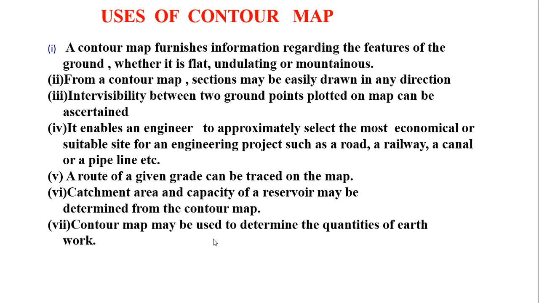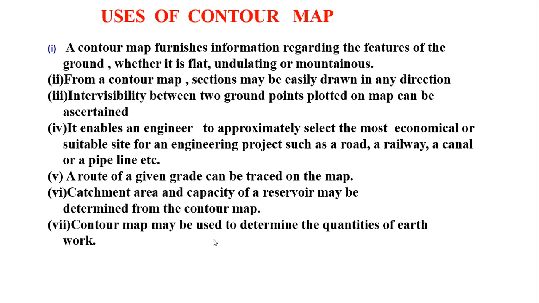It enables an engineer to approximately select the most economical or suitable site for any engineering project such as a road, railway, canal or pipeline. Because with the help of contouring, we are able to find out the actual topography and features of the ground. So, it is very helpful in finding the alignment of a road, railway as well as a canal. For determining the alignment, the contour survey is very important. Next, a route of a given grade can be traced on the map.